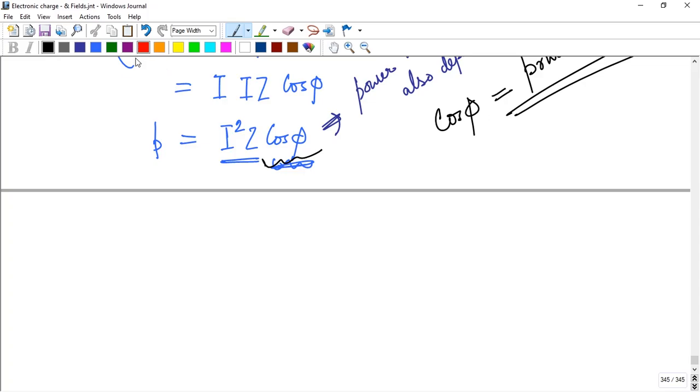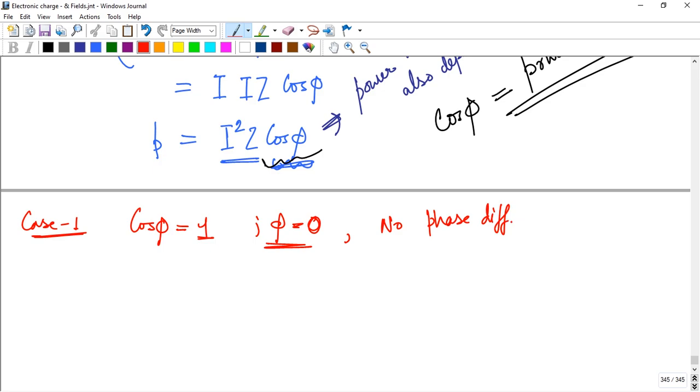Suppose we apply some condition here. Suppose case number 1, the value of cos phi when phi equals 0. So phi equals 0, so cos phi is 1. Cos phi equal to 1 means no phase difference. No phase difference means the circuit is a purely resistive circuit, because when AC voltage is applied on a resistor, there is no phase difference. So that's why the circuit is purely resistive.